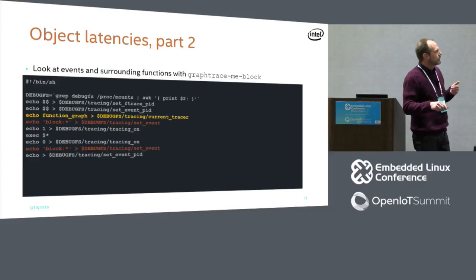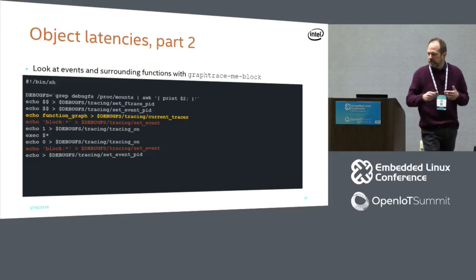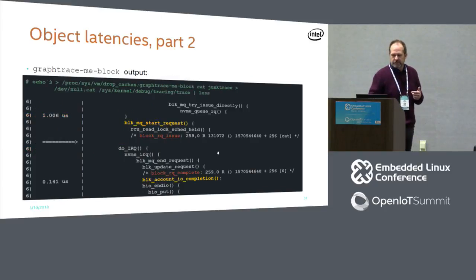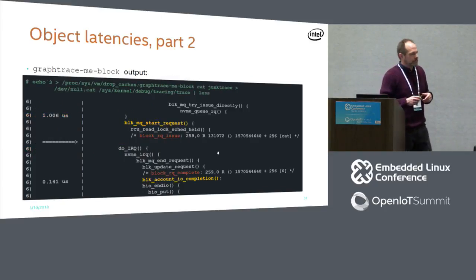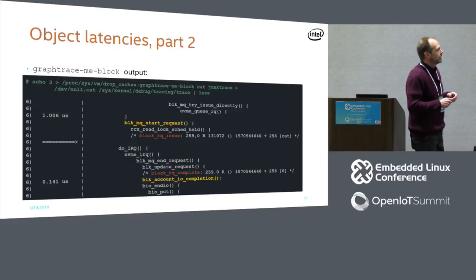And to do that, we can just add this line to the previous script, which is turning on the function graph. And then when we look at the output, we will see our original trace points that we're interested in, but we also see a function call graph surrounding those, and we can try to pick and choose some things that might work. This is the typical output you see.